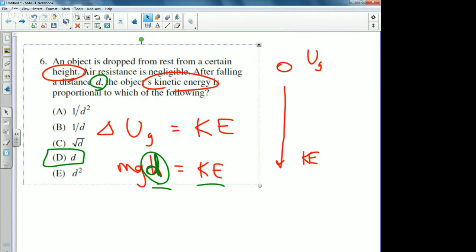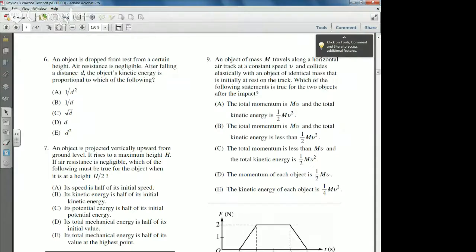You don't include G? Well, do any of our answers include G? No. Okay. In this case, it's asking about each individual variable. It is directly proportional to gravity as well, but that's not what the question was asking. Okay. Number 7.